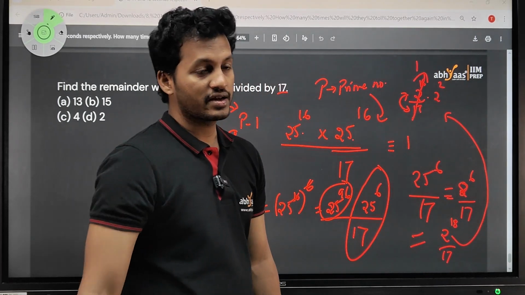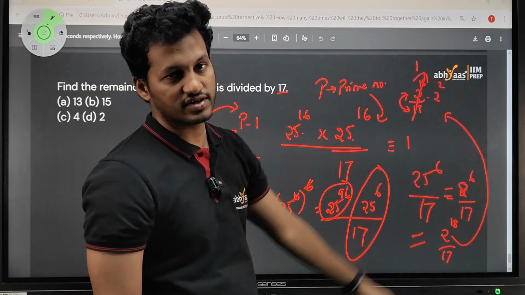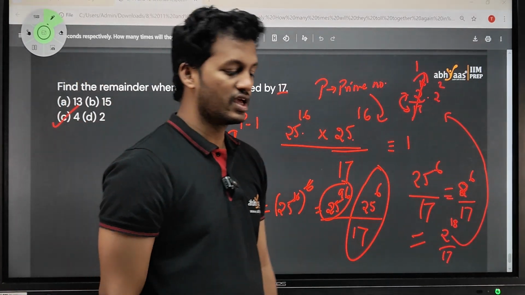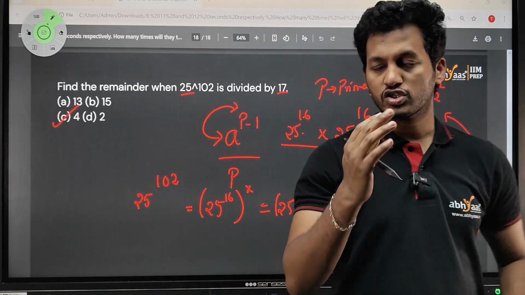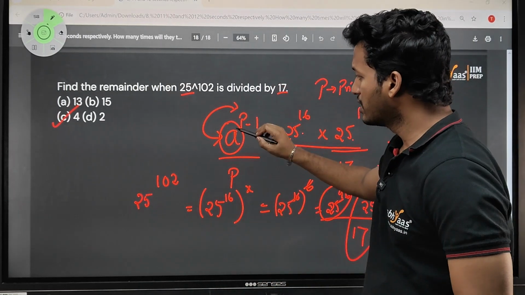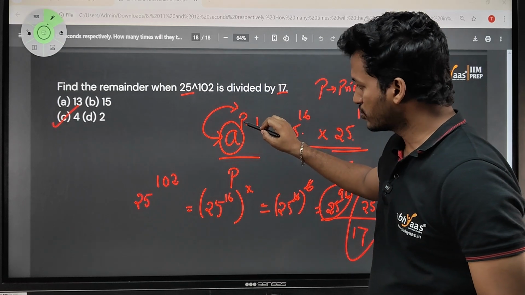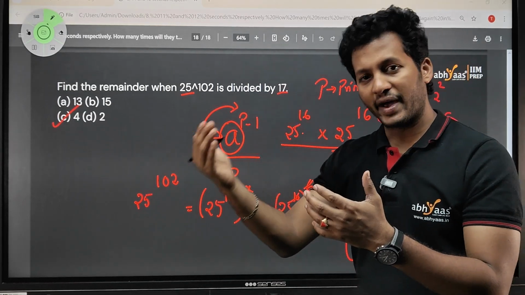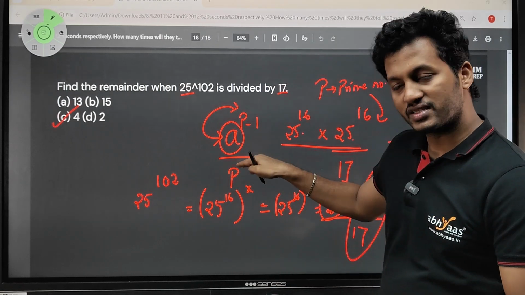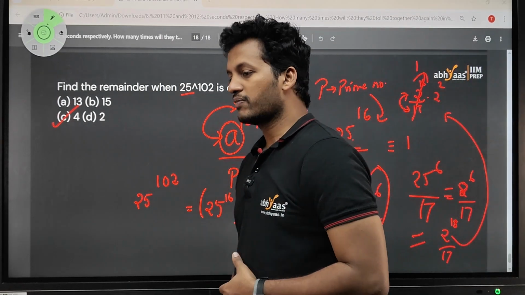No need to express that again. So 1 into 4, answer is 4. So do we get the same answer? Yes, exactly. So this is Little Fermat's theorem, guys. So what does that theorem say? Whenever a number is raised to the exponent of a prime number minus 1, that is one less than a prime number, and that prime number is dividing this number, then the remainder will be 1.